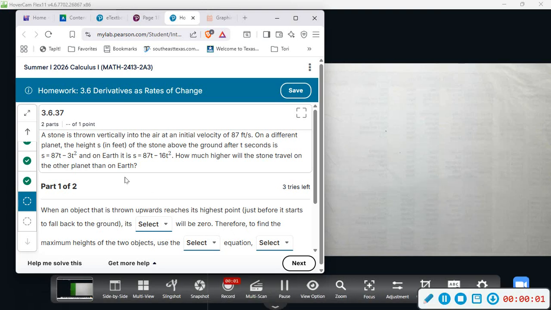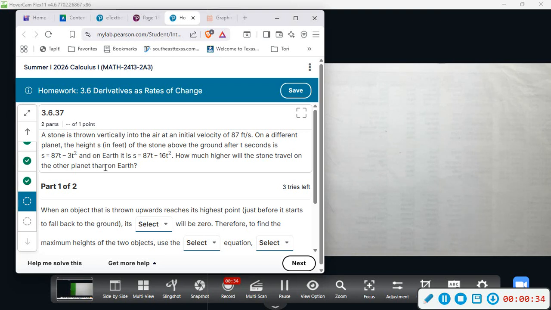All right, question number 10. A stone is thrown vertically into the air at an initial velocity of 47 feet per second on a different planet. The height s in feet of the stone above the ground t seconds later is s equals 87t minus 3t squared, and on Earth it is s equals 87t minus 16t squared. How much higher will the stone travel on the other planet than on the Earth?